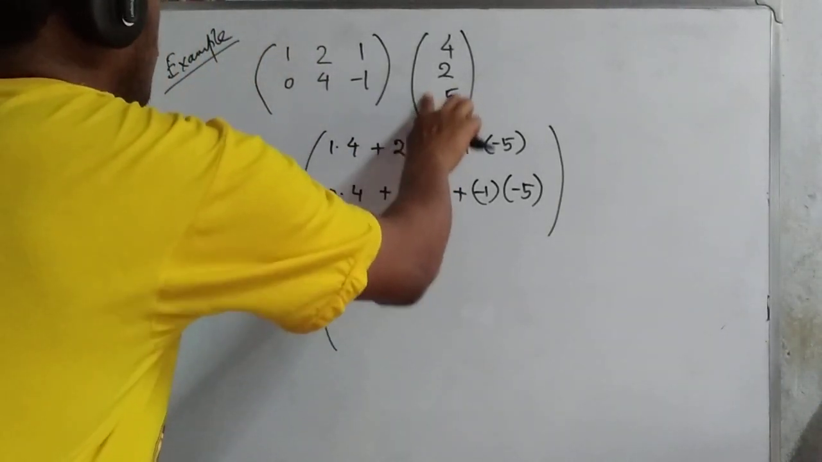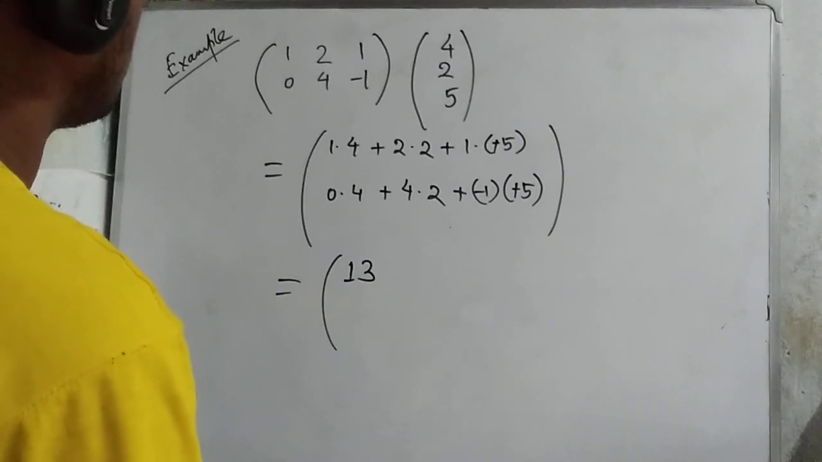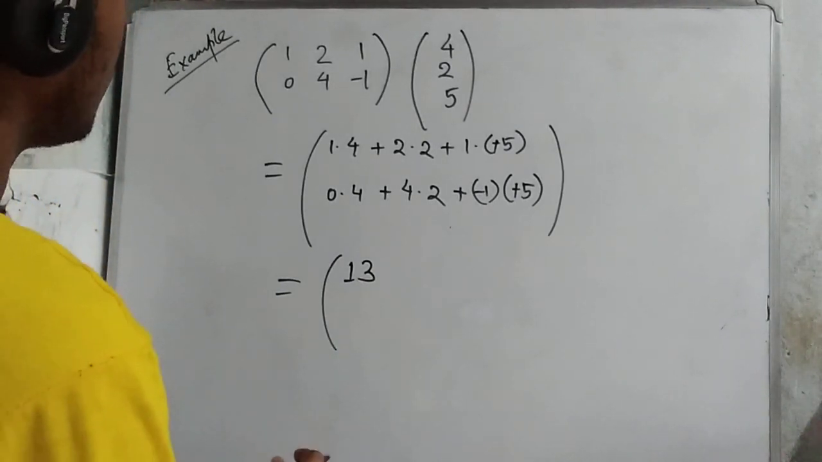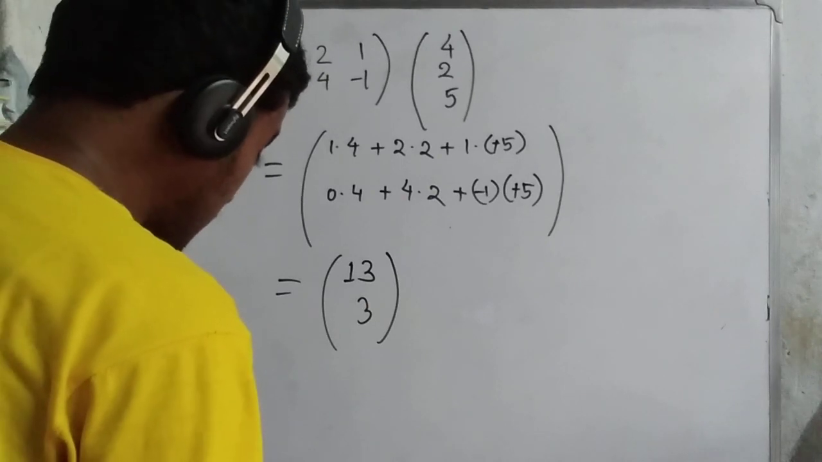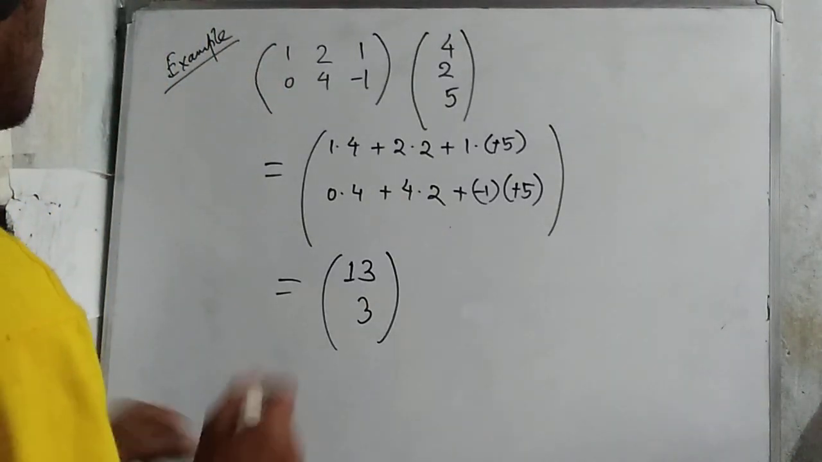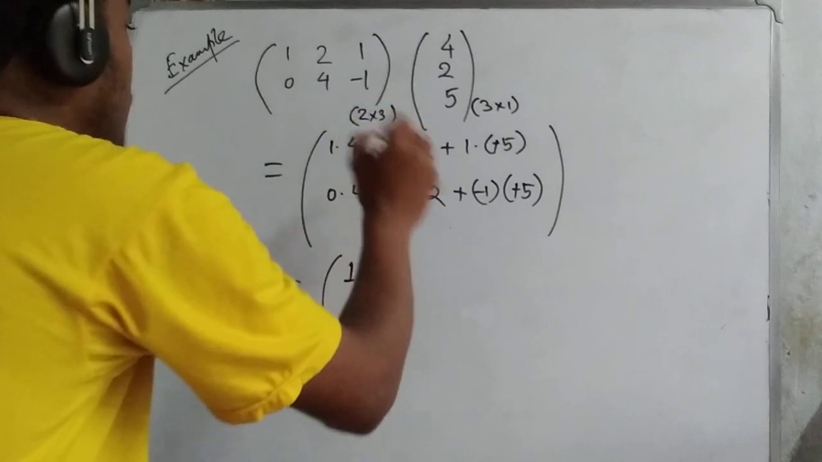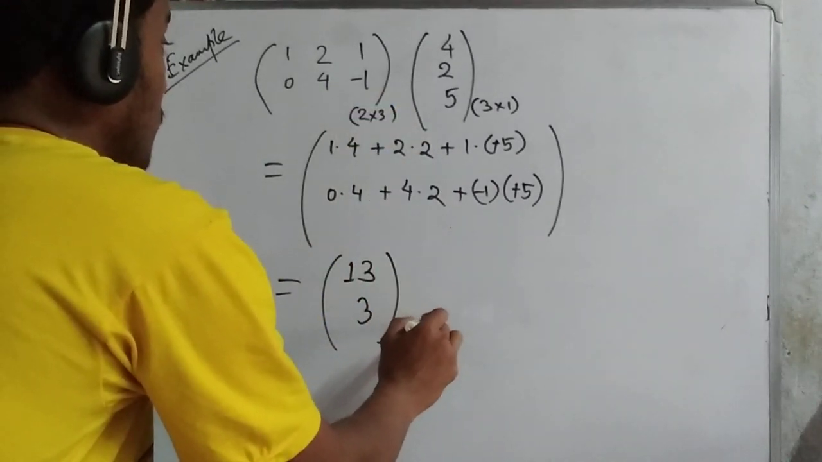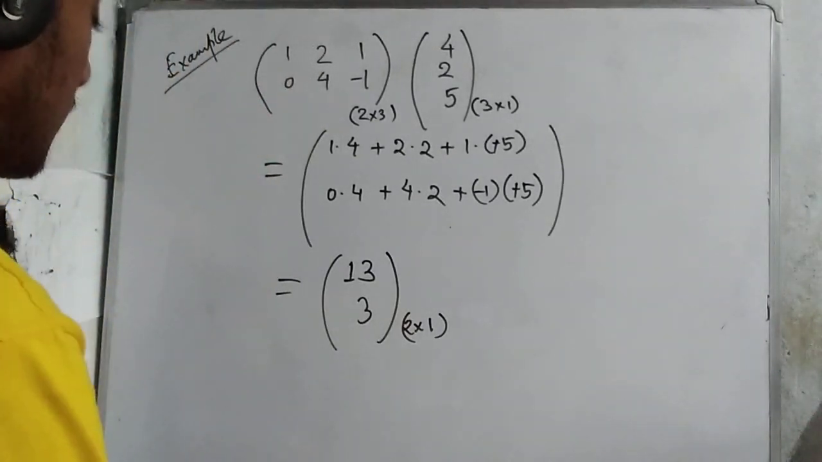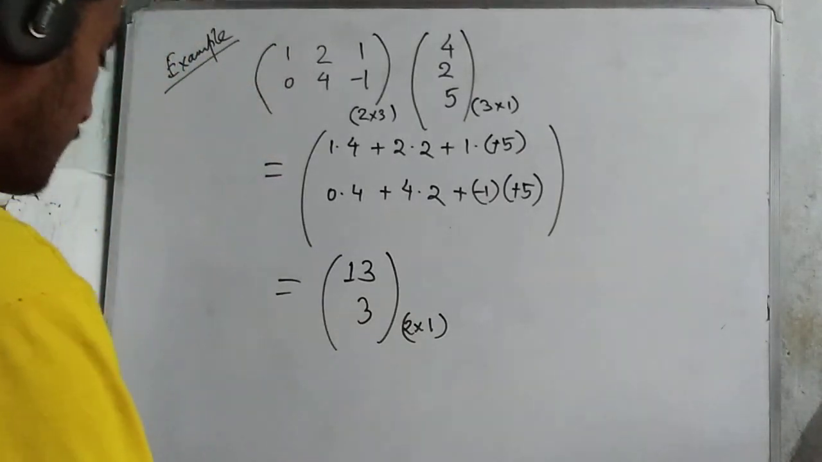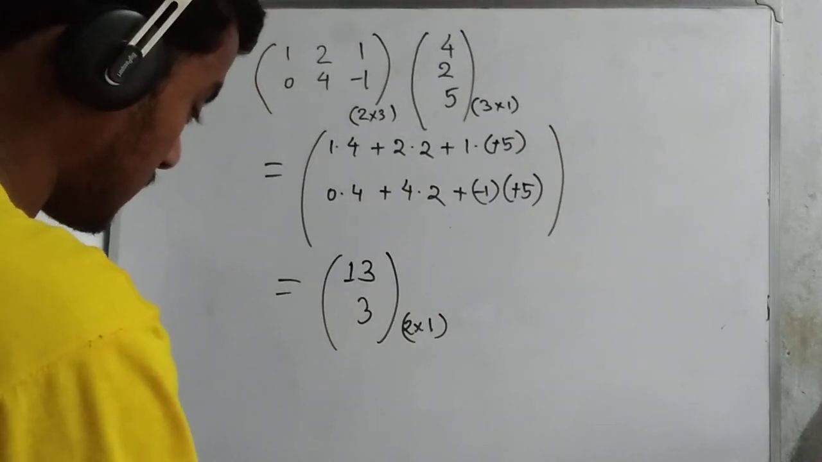Sorry, here we did wrong. Here plus 5, then this one is 13. And if we write in this way, then here is 3. So what do we get? This one is a 2 cross 3 matrix, this one is a 3 cross 1 matrix, and we get a 2 cross 1 matrix. In this way, we also did one matrix multiplication, that means we also discussed composition of linear transformation in this form.